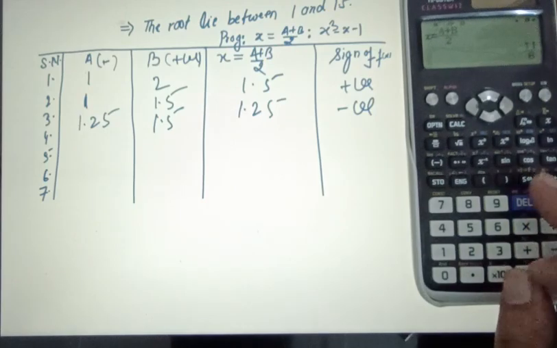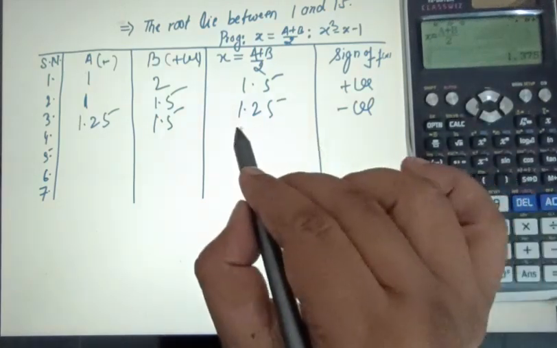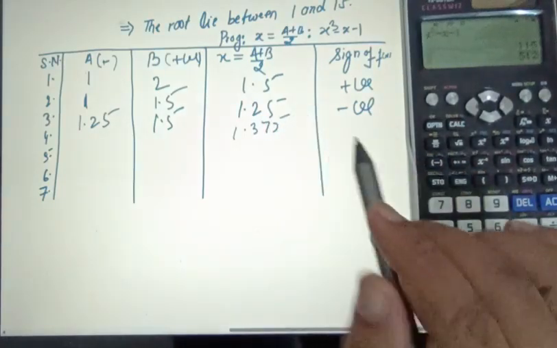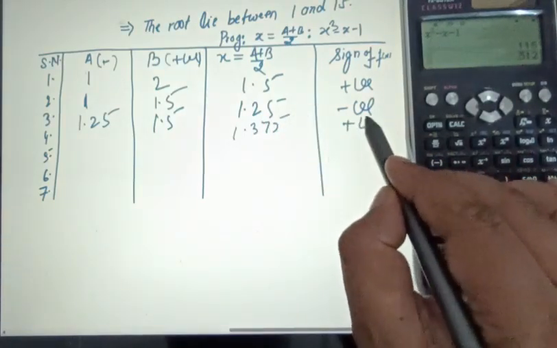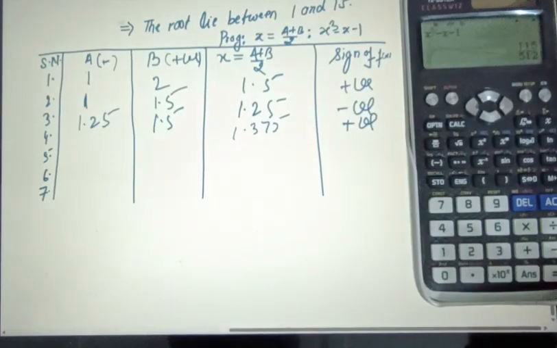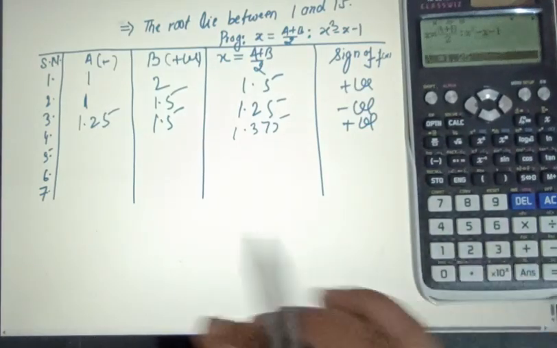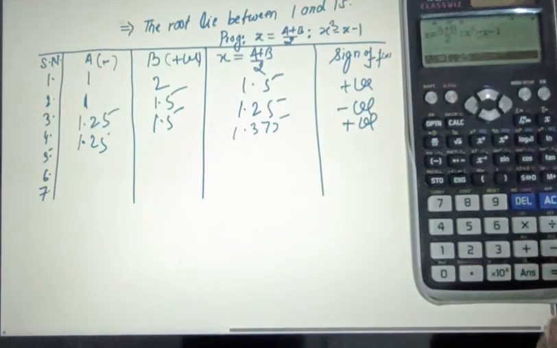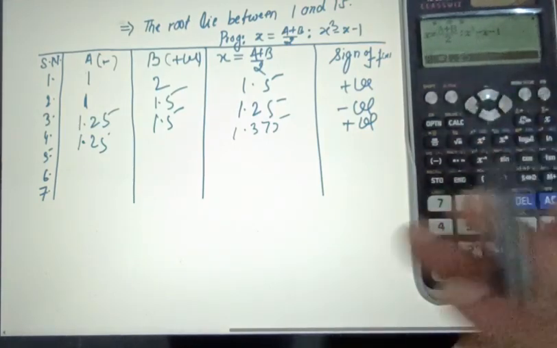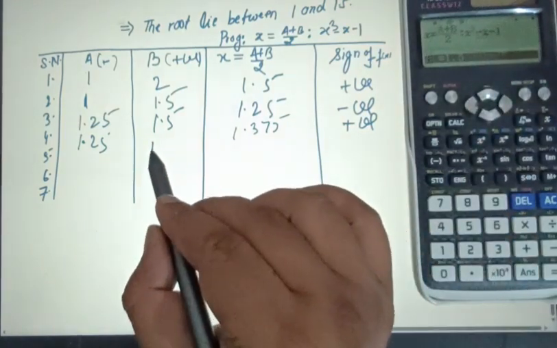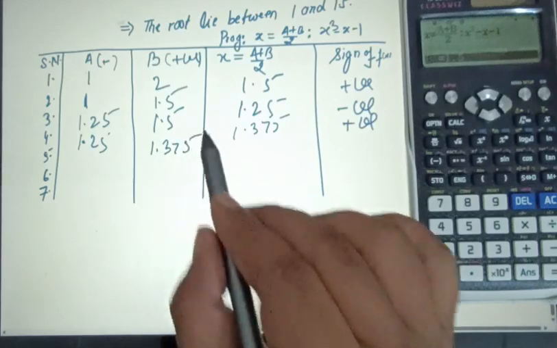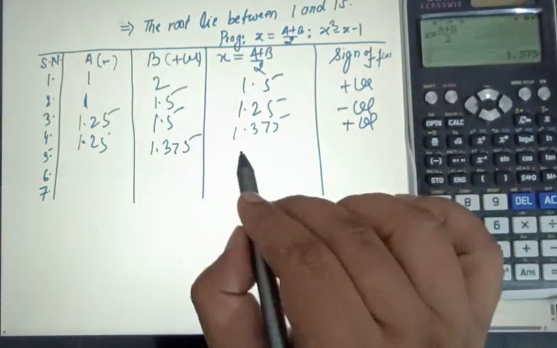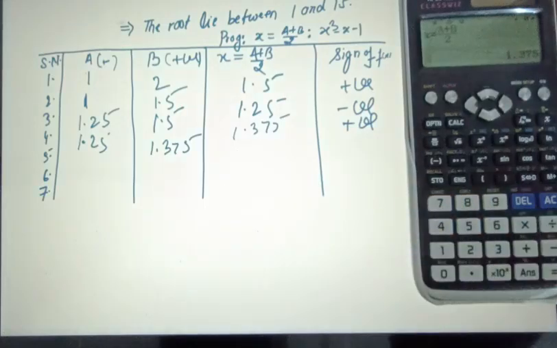Now the new value is 1.375. Then again press equal. Then it is of opposite sign. So in the fourth iteration the value of b will change. So now in the fourth iteration a is 1.25. Then what about the value of b? The value of b is 1.375. And again press equal. You will get the new value is 1 point. Okay, I think I didn't change the value.